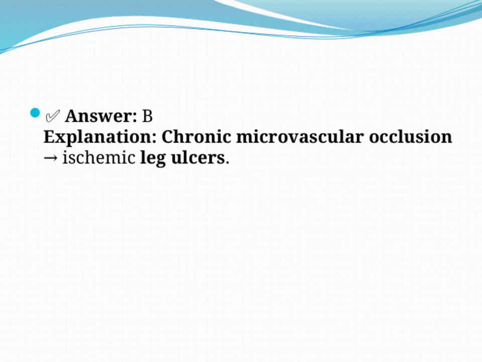As a result, this can lead to the development of ischemic leg ulcers. These ulcers are typically painful and slow to heal because the underlying blood supply is compromised. So, understanding this pathophysiology helps us recognize the importance of microvascular health in preventing such ulcers, especially in patients with conditions like diabetes or peripheral vascular disease. This ties into our broader discussion on vascular issues and their clinical manifestations.